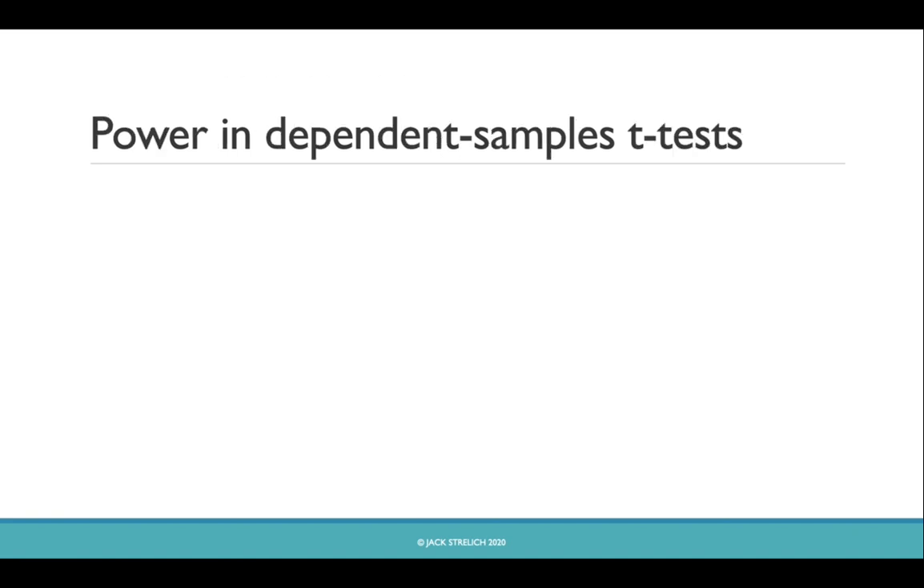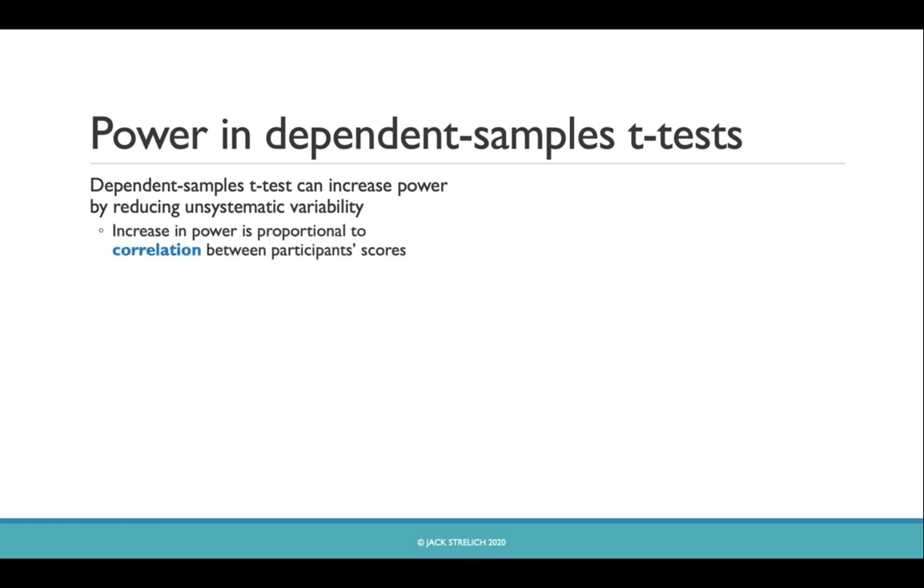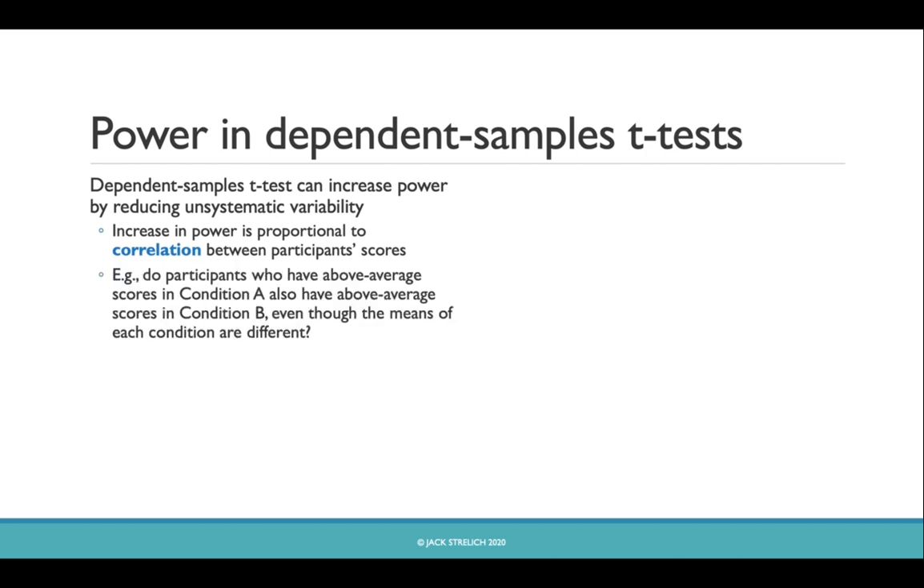Let's talk a little bit more about power in dependent samples t-tests. As we've mentioned before, dependent samples t-tests can increase power by reducing unsystematic variability. This increase in power is proportional to the correlation between participants' scores in each condition. Now, we'll be talking about correlation in much more detail in a week or two. But for now, just know that when we talk about correlation, we basically mean, for example, do participants who have above average scores in condition A also have above average scores in condition B, even though the means of each condition are different? The smaller this correlation is, the less power you gain from doing a dependent samples t-test.